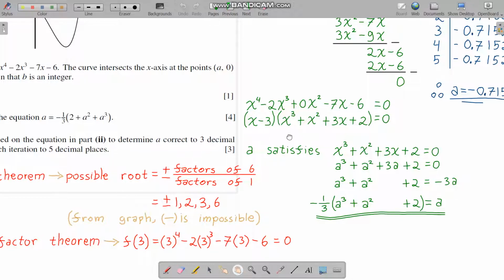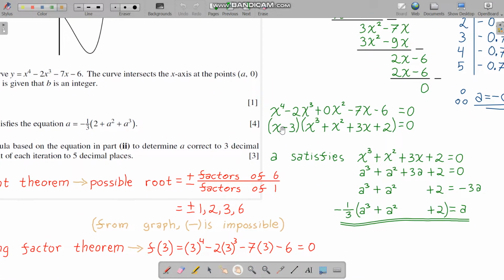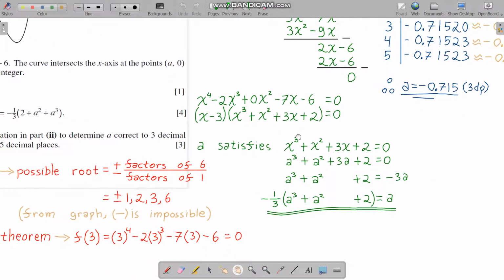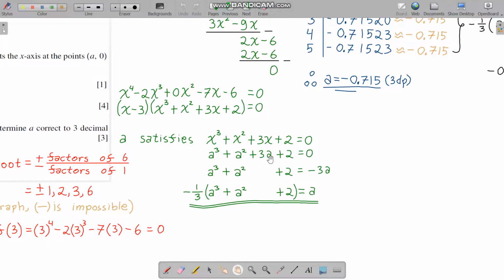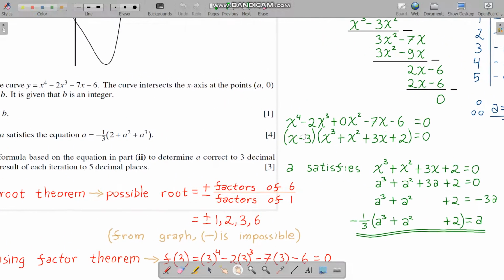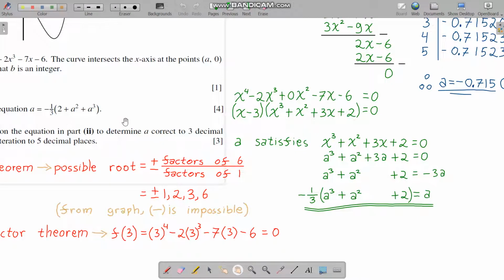And since b is the solution from this factor, a must satisfy the other factor here. So a satisfies this, so this equals 0, and from here you can move this 3 to the right, and you can divide by minus 3. You get what you need to prove here. a equals minus 1/3 times, exactly the same.